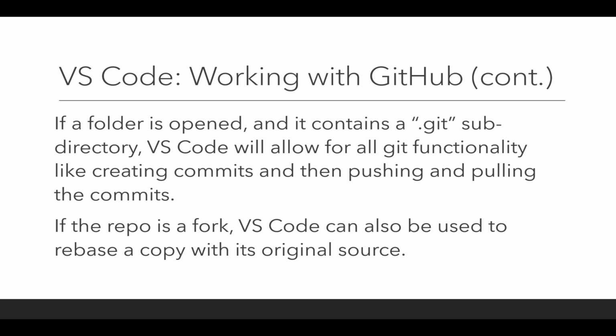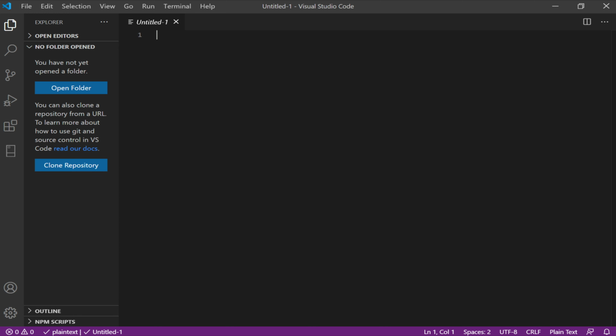Let's look at first when a folder is not opened, and we can have the existing functionality to look at cloning a repo directly from GitHub. And then let's look at what if a folder is open and it contains a subdirectory for working with a Git project. So the first example then is right here.